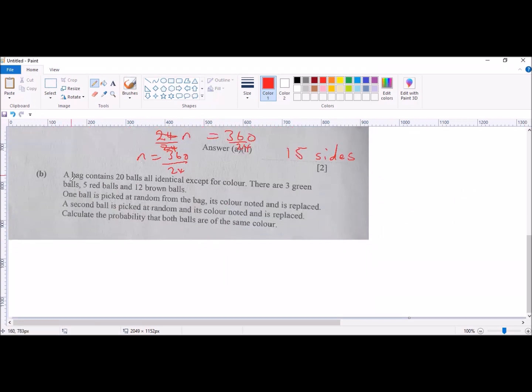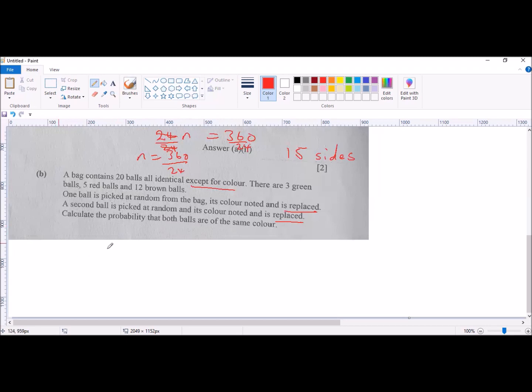This is probability. A bag contains 20 balls, all identical except for color. There are 3 green balls, 5 red balls, and 12 brown. 5 plus 3 plus 12 is 20. A ball is picked at random from the bag. Its color is noted and is replaced. This is the key. A second ball is picked at random and its color is noted and is replaced. Calculate the probability that both balls are of the same color.